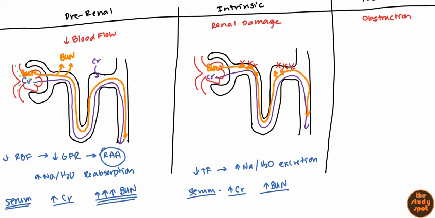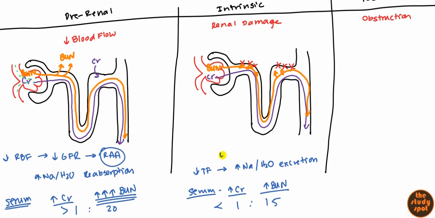One of the best ways to differentiate between pre-renal and intrinsic is to look at the ratio of difference between the creatinine and BUN. In pre-renal, the BUN to creatinine ratio would be greater than 20 to 1, and in intrinsic, it tends to be less than 15 to 1. I wish I wrote that first, but you guys get the idea.